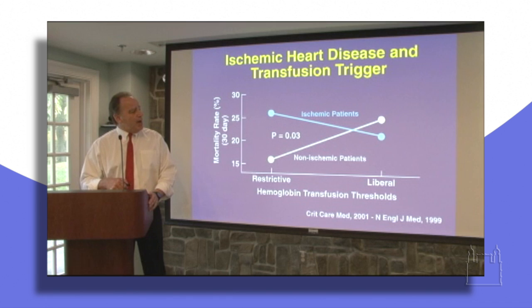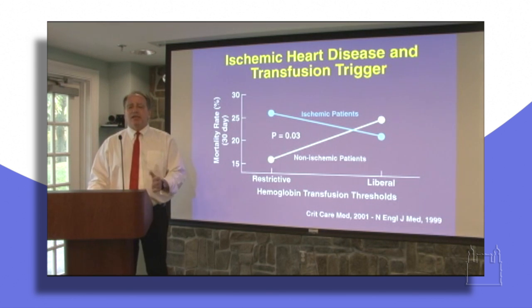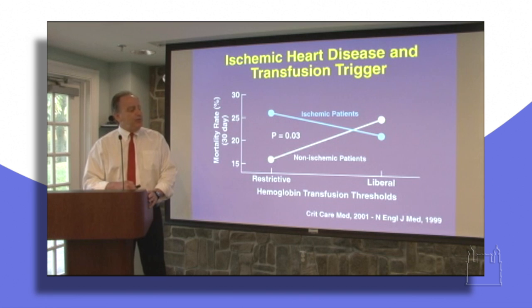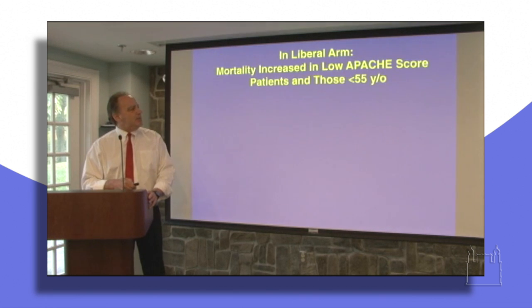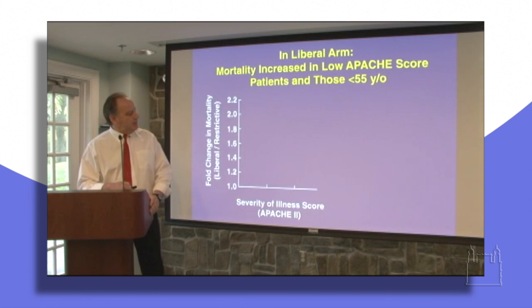Now, why did patients die in the liberal arm? What happened? Well, they actually tell you in the clinical trial. They present the data, and in the next slide, I'm going to show you data from the New England Journal paper. In the liberal arm, mortality increased in the low Apache, the less sick, and in the younger patients, less than 55 years old. So here is the full change in mortality in the liberal versus restrictive arm.